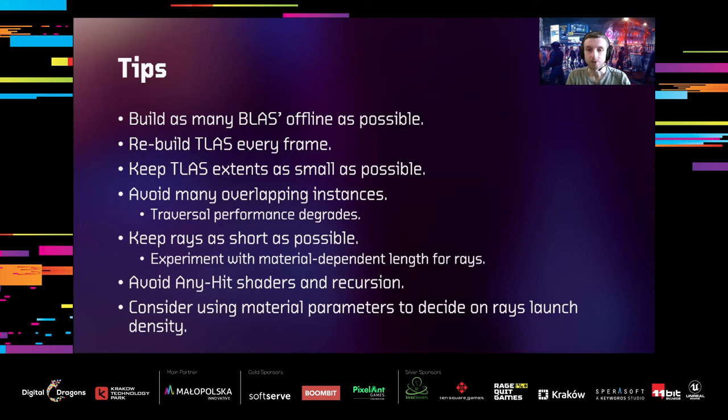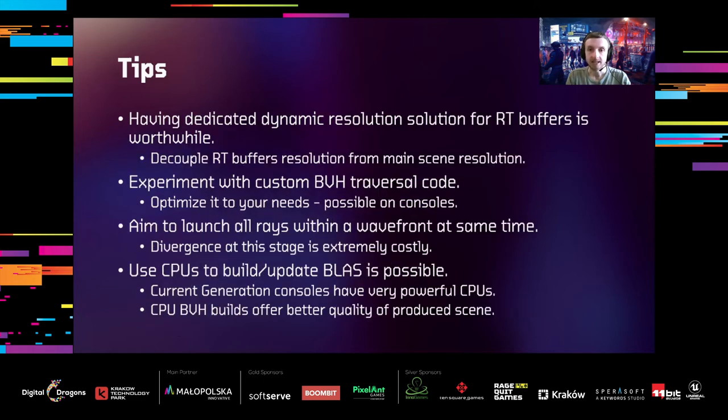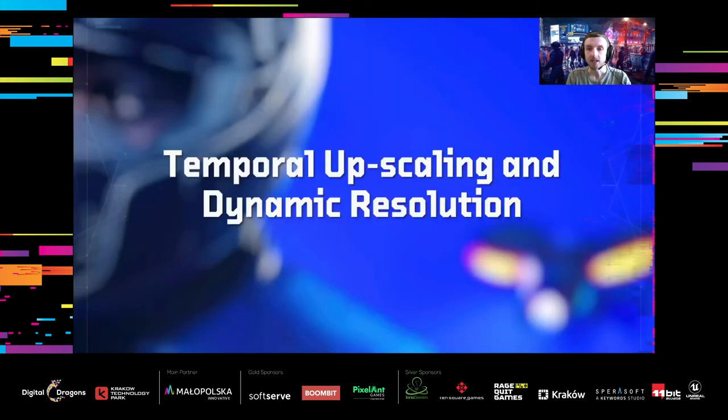Third, keep rays short and try to minimize the number of rays fired each frame. In this regard, consider using surface material parameters to drive the decision about how many rays per pixel or per tile you want to launch. Next, we learned that a dedicated dynamic resolution system for RT buffers is a great tool to keep the ray budget consistent from frame to frame. And finally, try to experiment with custom BVH traversal code on platforms which support it. For example, by using a heavily modified and tuned BVH traversal compute shader on Xbox Series X, we achieved a performance improvement of about 30%.